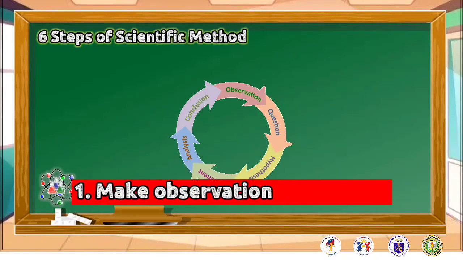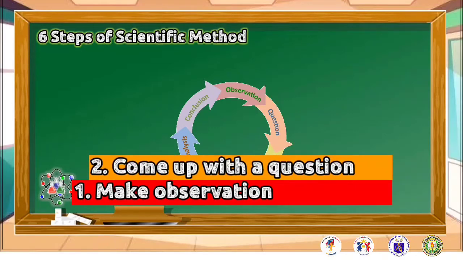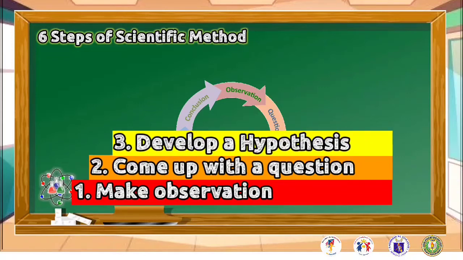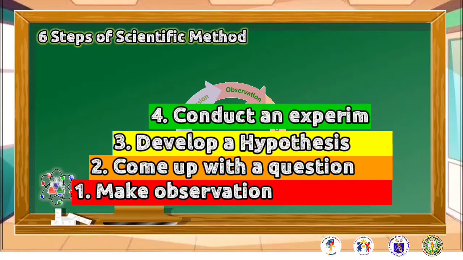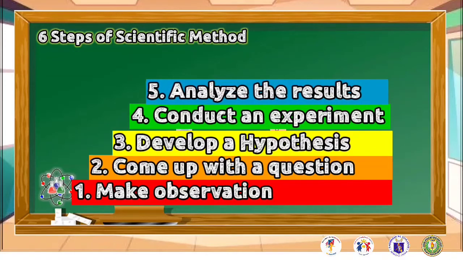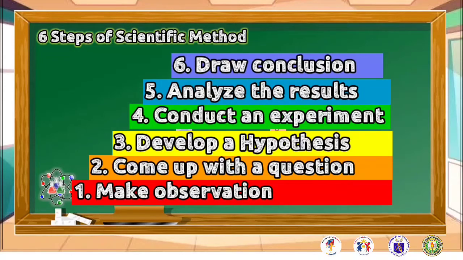First, make an observation. Second, come up with a question. Third, develop a hypothesis. Fourth, conduct an experiment. Fifth, analyze the results. And lastly, draw a conclusion.